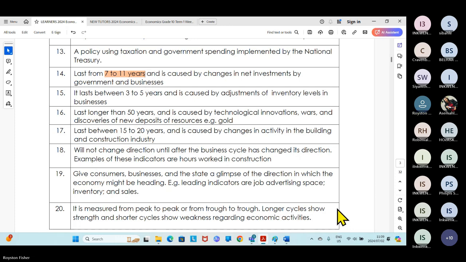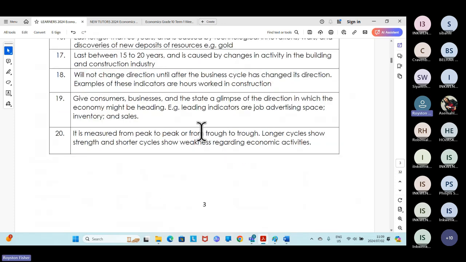Number 18. Will not change direction until after the business cycle has changed its direction. For example, indicators are hours worked in construction, and that is lagging. Thank you so much, Robinville. I hope I'm pronouncing the school correctly. Bahar as well. Thank you. And the keyword is will not change. Will not change. That is your keyword that you must look at.